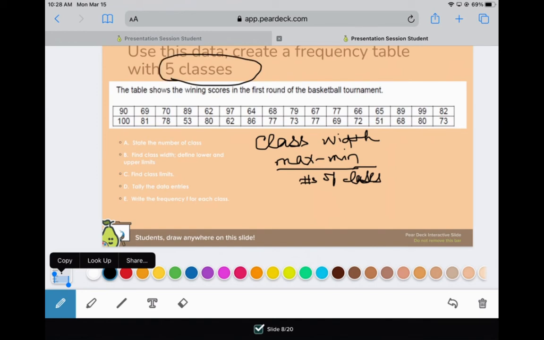So take a few minutes and start. Look for the highest, look for the lowest, and divide by the number of classes. So let's see what you got.